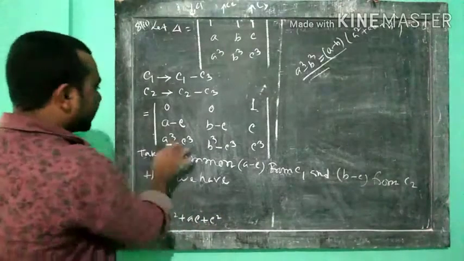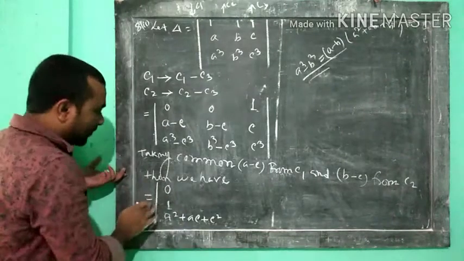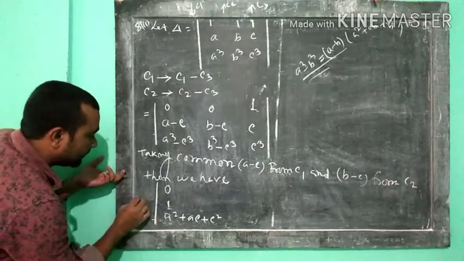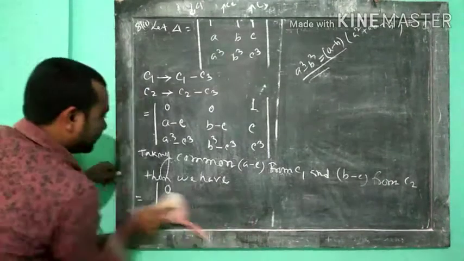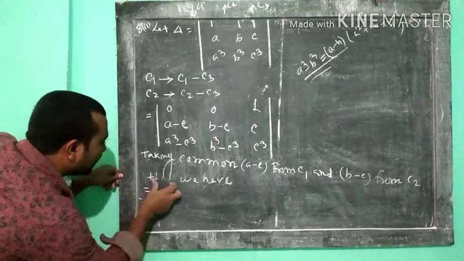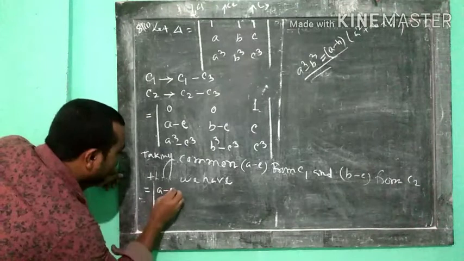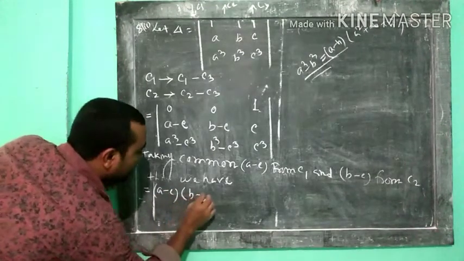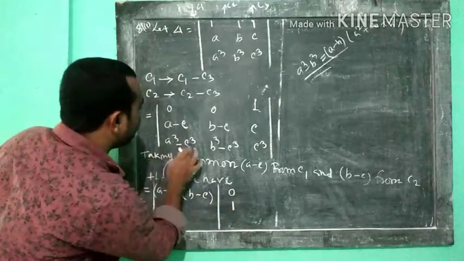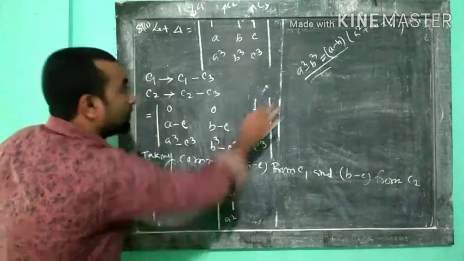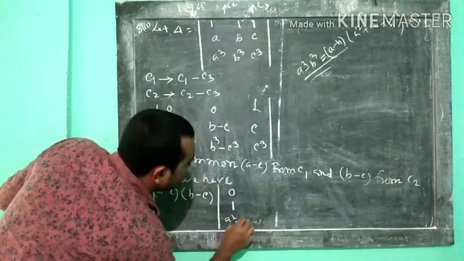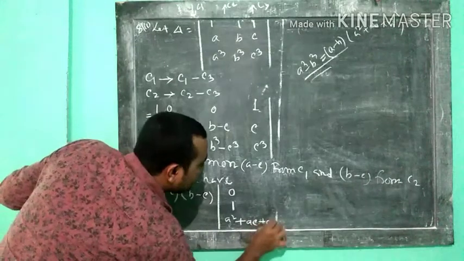Okay, if we break this formula, then a minus c is common, no? So this is equal to taking common a minus c, so here a minus c whole into b minus c into: this is 0, this is 1, and this is a square plus ac plus c square, which remains after breaking the formula.